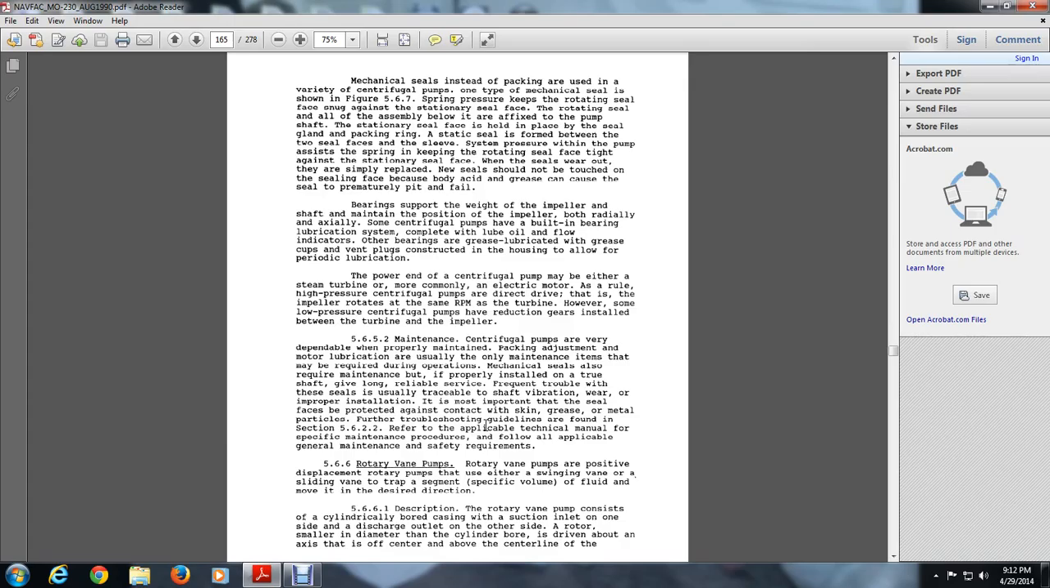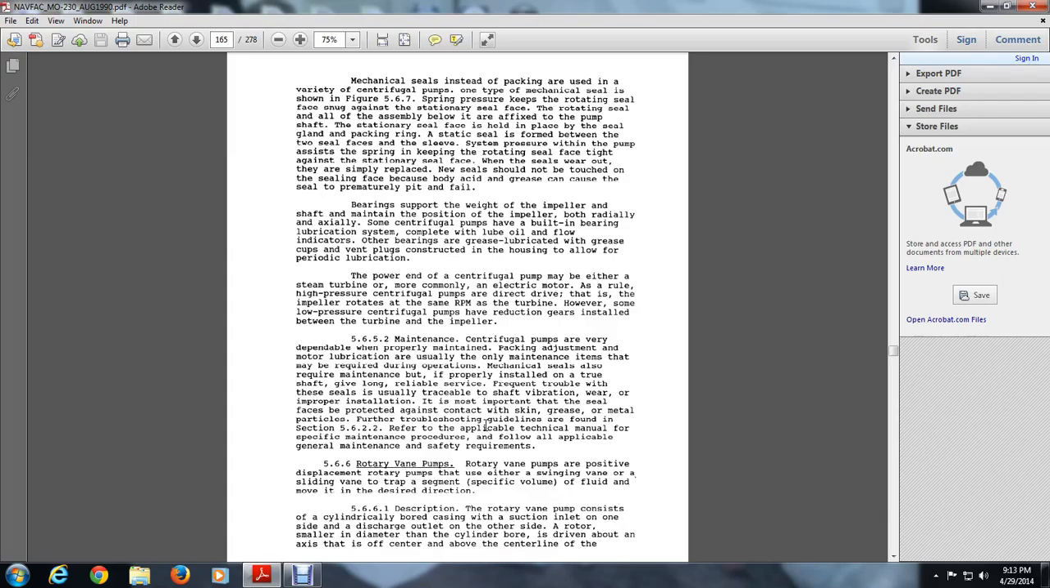Mechanical seals also require maintenance because improper installation of the shaft can affect long and reliable service. Trouble in these seals is usually traceable to shaft vibration, where improper installation is most common. It is important that the seal faces are protected against contact with grease, metal, and particles. Further troubleshooting guidelines are found in section 5622. Refer to the applicable technical manual for the specific maintenance procedure, following the applicable general maintenance and safety requirements.